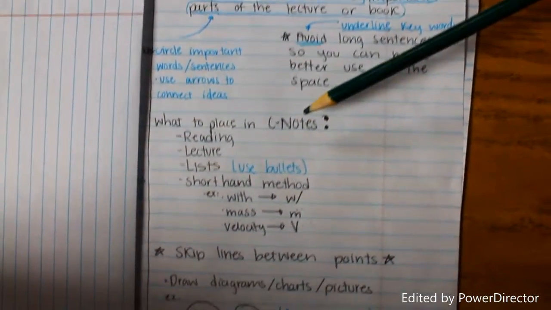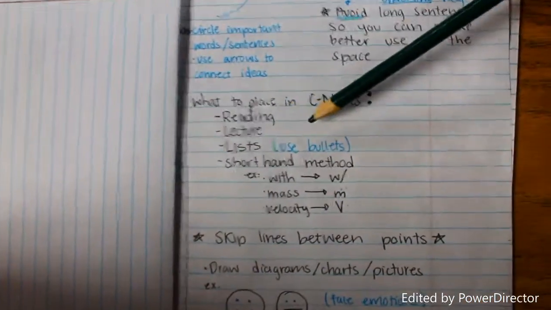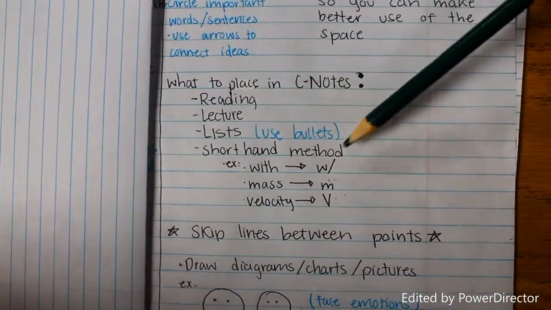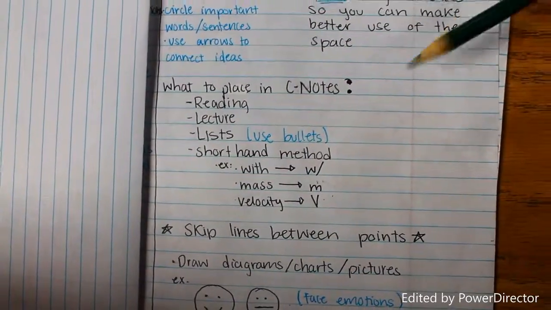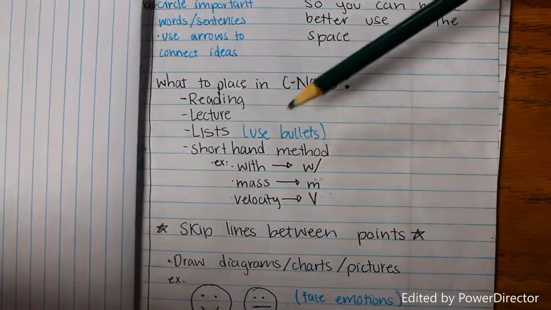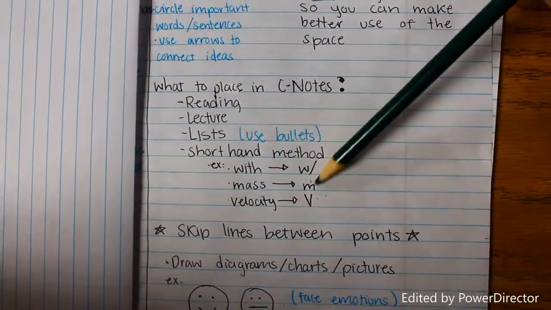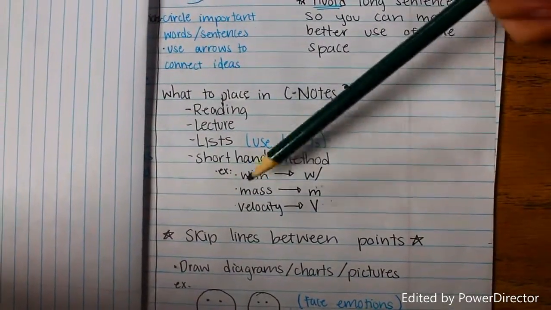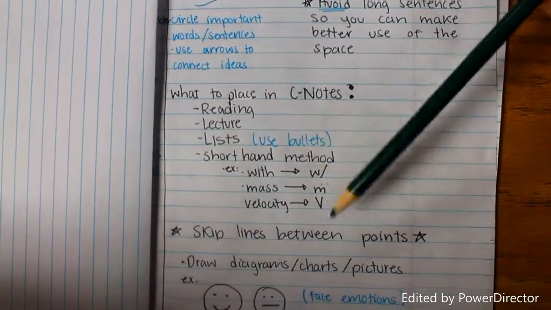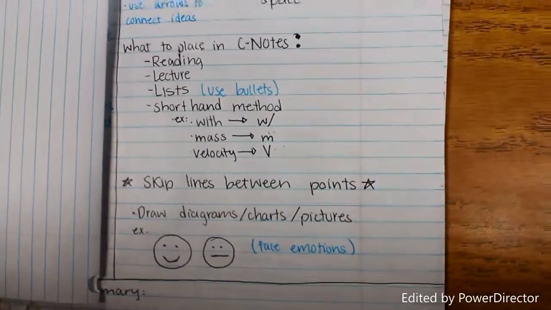So what to place in your Cornell Notes would be reading, lectures, lists, and to know each point that you're talking about, it's preferable to use bullets. Then shorthand method examples, which is with, you do the little W with the slash, the mass, and velocity V. So to not confuse different points, you should skip lines or do bullets, either of them.